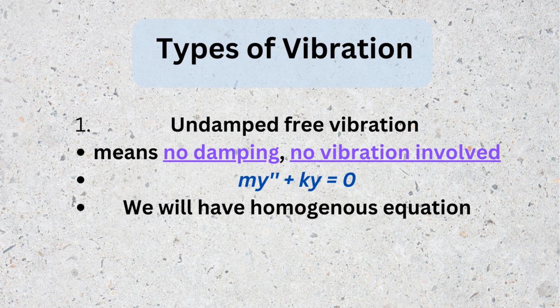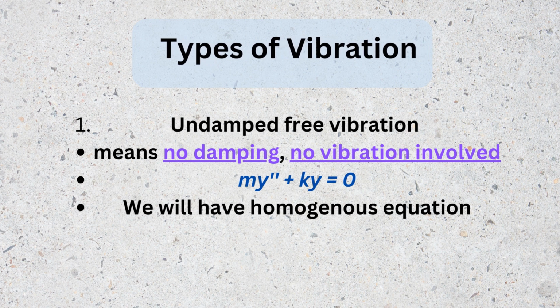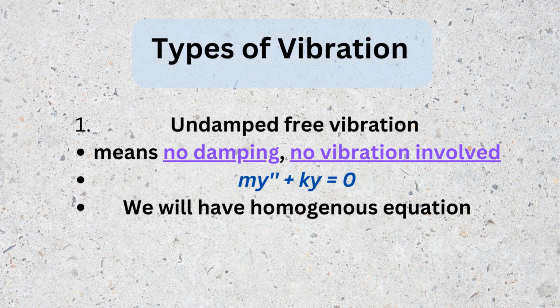There are four different types of vibration in the mechanical vibration application. First is undamped free vibration. Second is damped free vibration. Third is undamped forced vibration. And fourth is damped forced vibration.